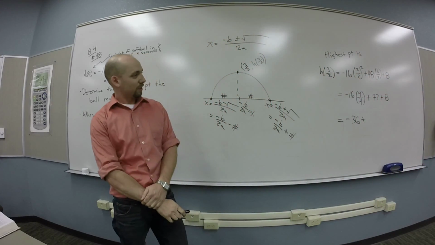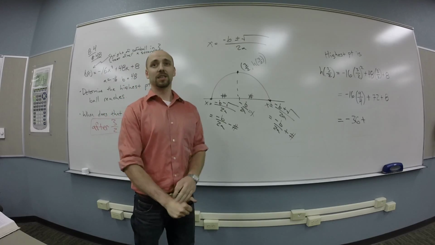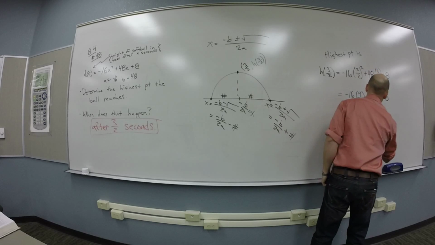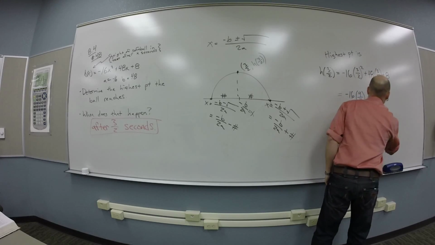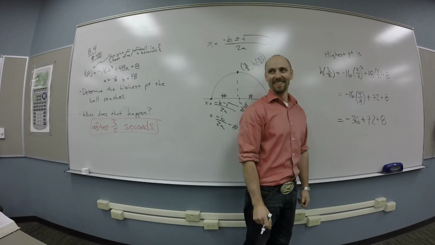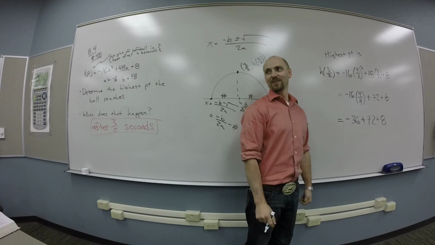Okay, so I get negative 36 plus 72 plus 8. 72 plus 8 is 80. Minus 36 is 44.